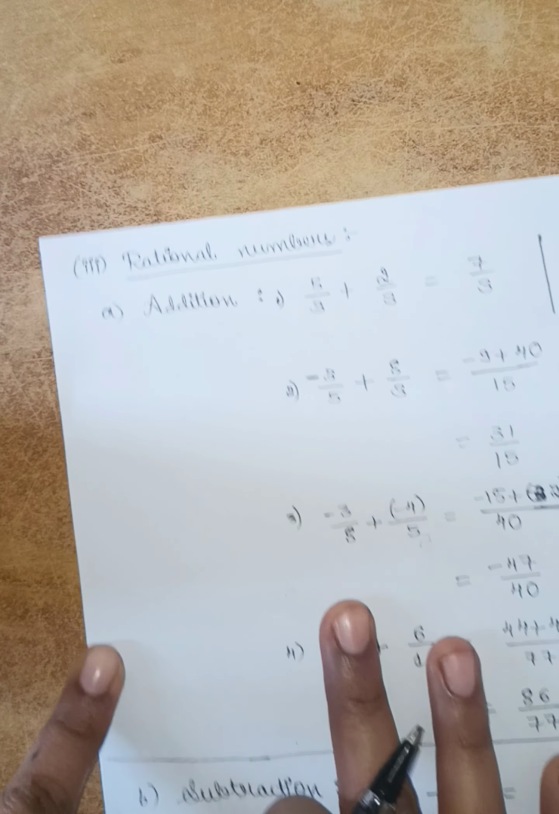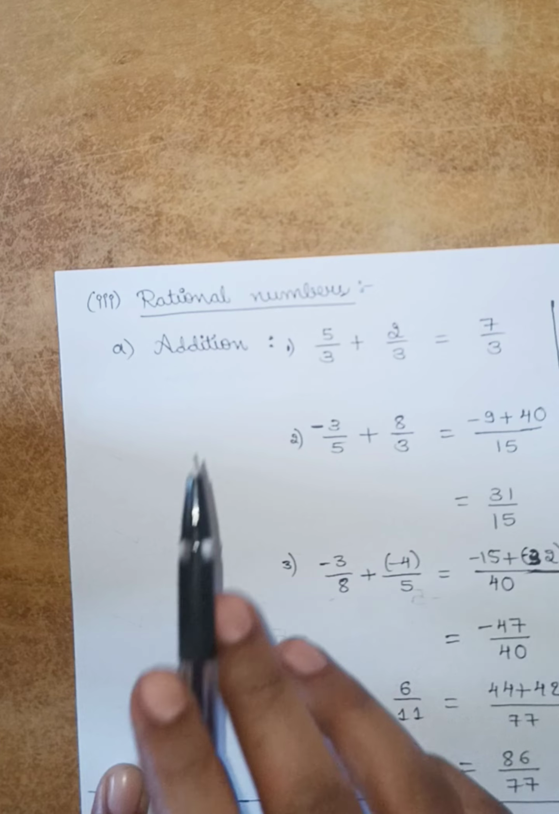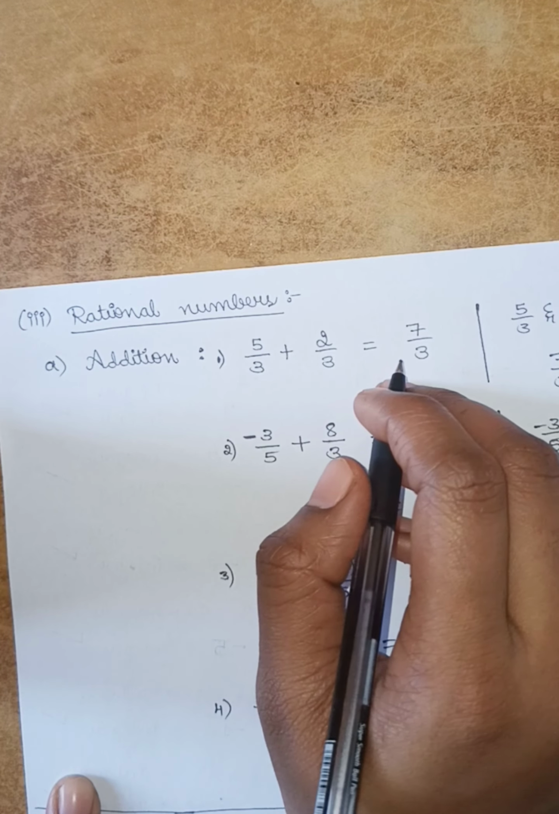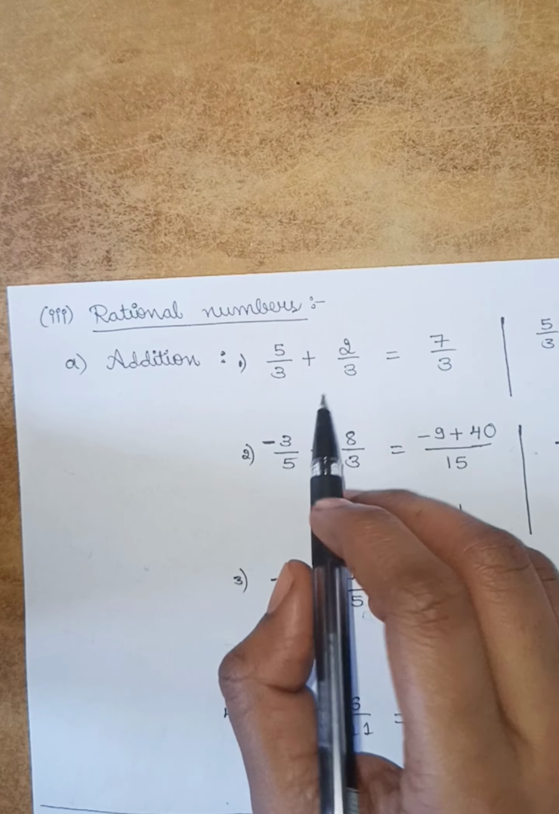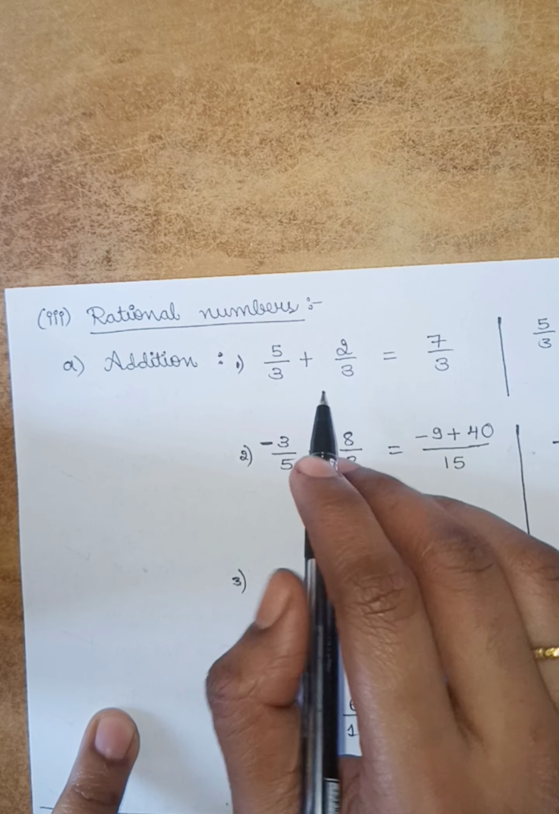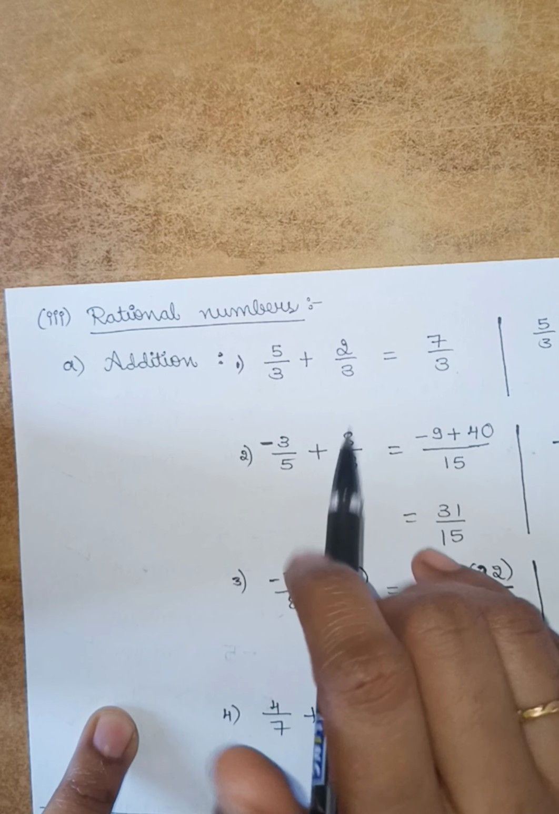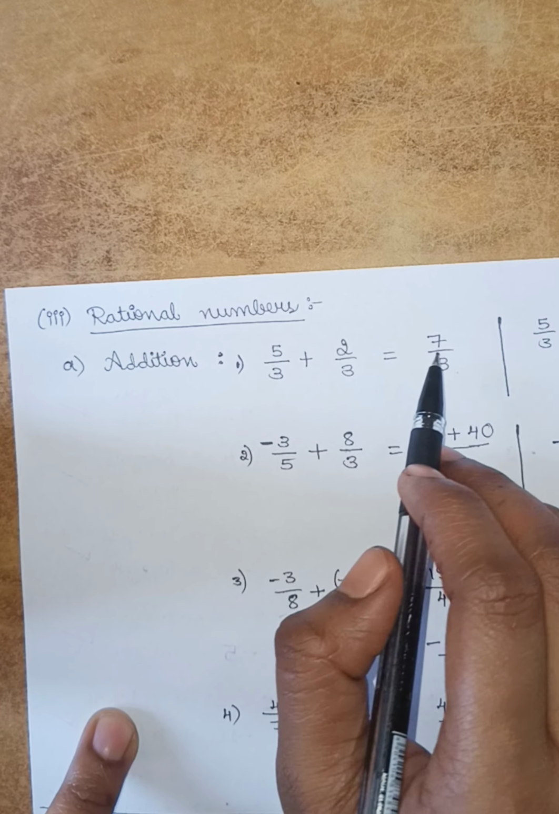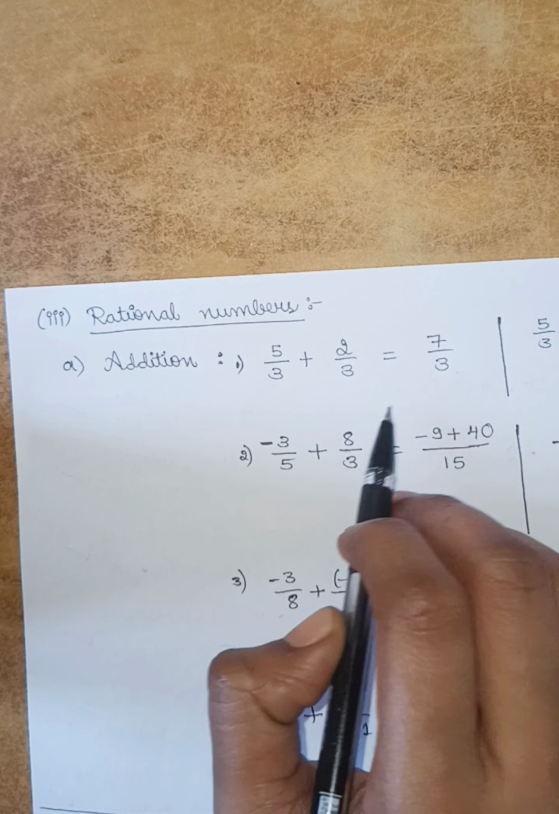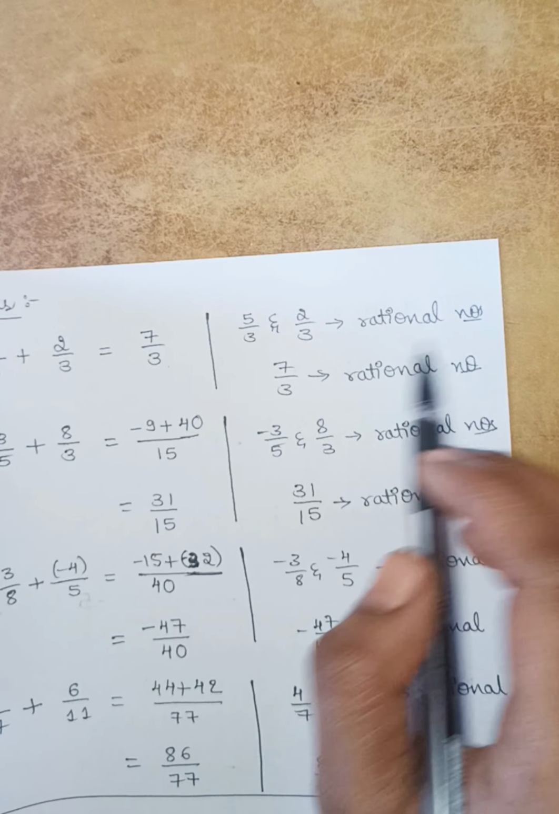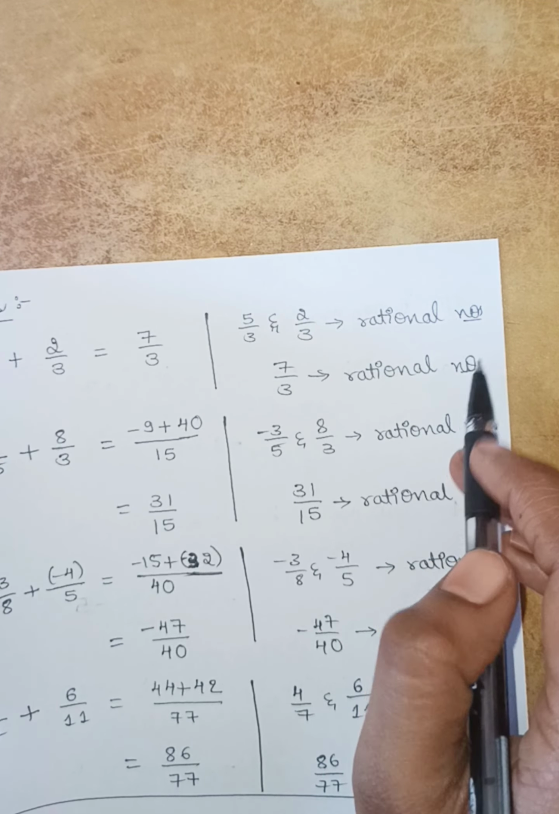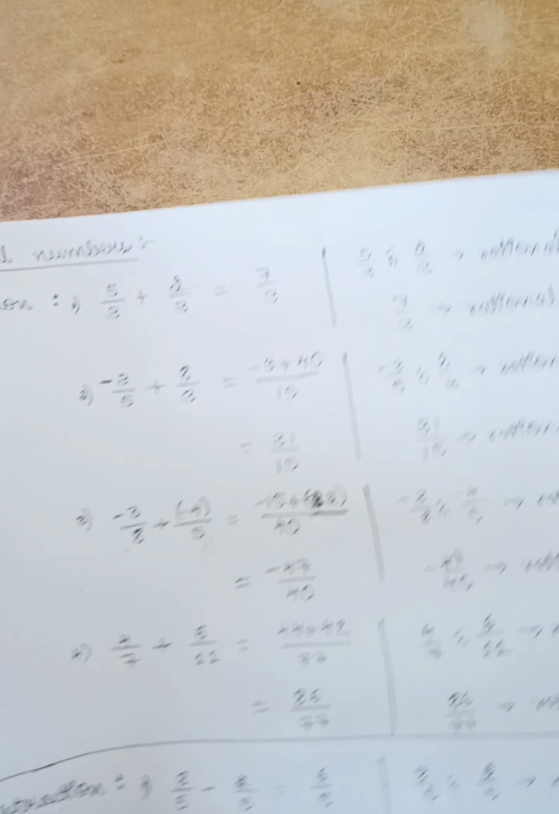rational numbers. First, look at the addition. First example, 5 by 3 plus 2 by 3. Here denominators are same, so write it as it is and add the numerators. 5 plus 2 is 7. So 5 by 3 plus 2 by 3 is 7 by 3. Both 5 by 3 and 2 by 3 are rational numbers and 7 by 3 is also a rational number, so it follows closure property.